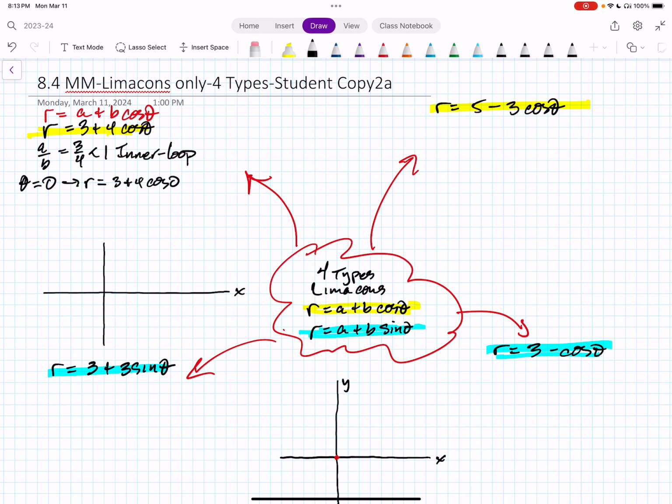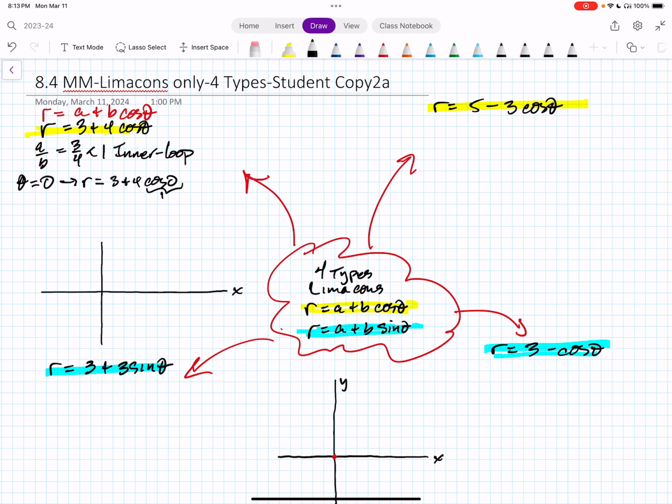And you've seen me do this in all my videos. I substitute key angles in, and they're usually 0, pi halves, pi, and 3 halves pi. And then I figure out what the function equals, okay, to figure out the maximum radius. So cosine of 0 is 1. 1 times 4 is 4. And obviously 4 plus 3 is, well, that's 7. And so 7 comma 0 is on the graph, okay?